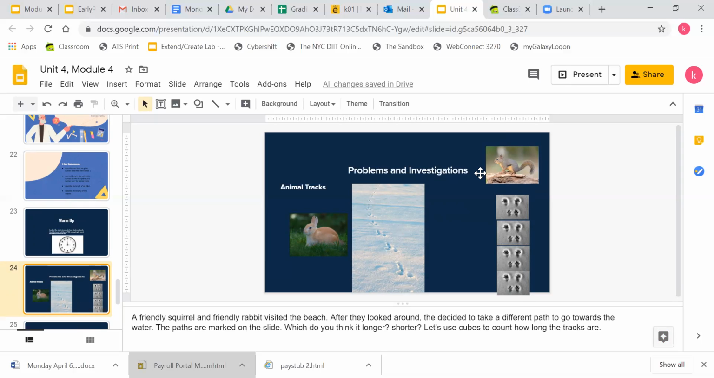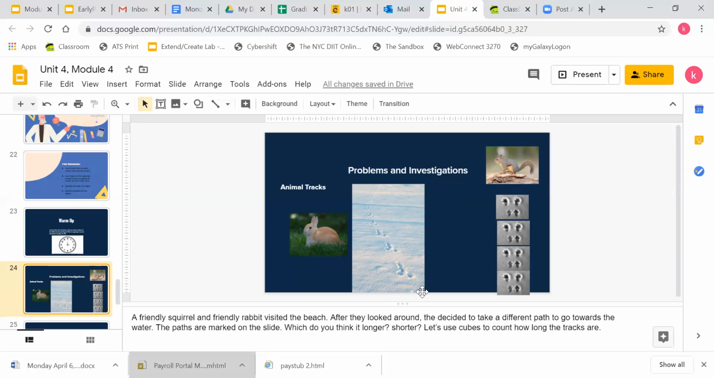So a friendly squirrel and a friendly rabbit, they wanted to go to the beach. It's kind of nice out lately. They wanted to go to the beach. So they visited the beach. And after they looked around, they decided that they wanted to take a different path to go towards the water. They didn't want to go the same way. They wanted to go a different way. So the paths are here. This is the bunny path. This is the bunny's tracks. And over here is the squirrel's tracks. And they're both trekking through the sand.